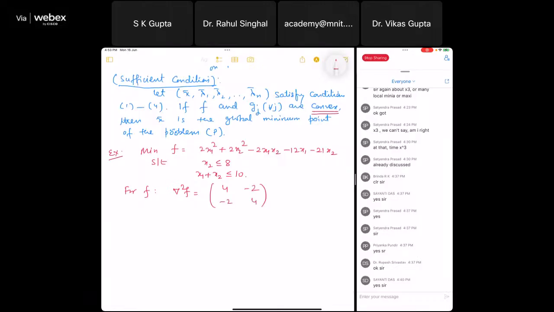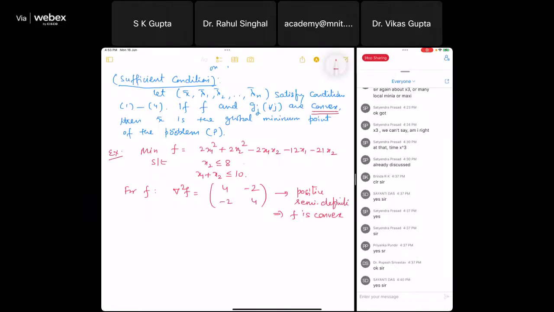And again, by simple calculation, you can see that the eigenvalues of this matrix are all greater than or equal to 0. This means it is positive semi-definite, by the same reasoning which I told you earlier, and this implies f is convex.